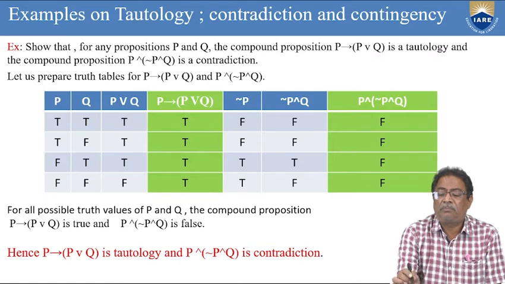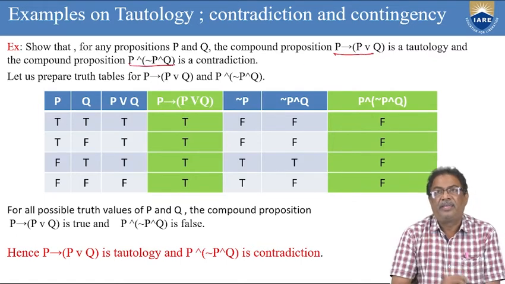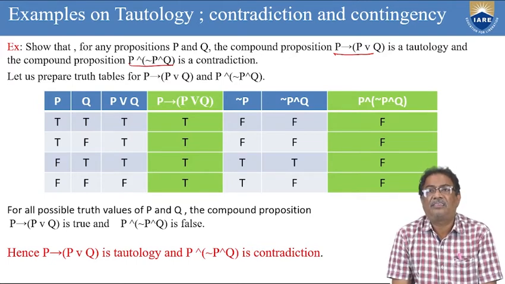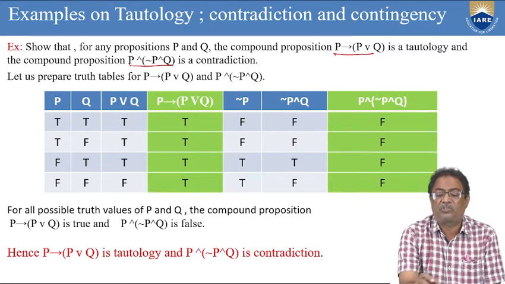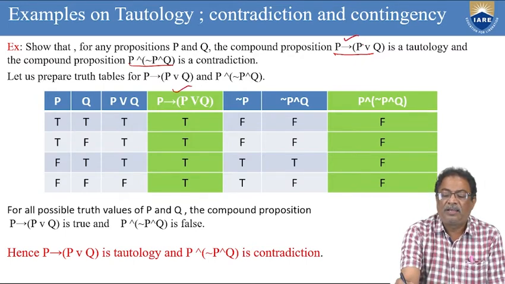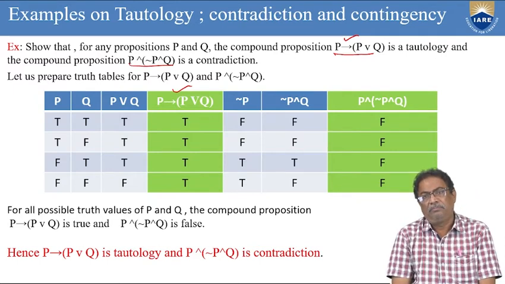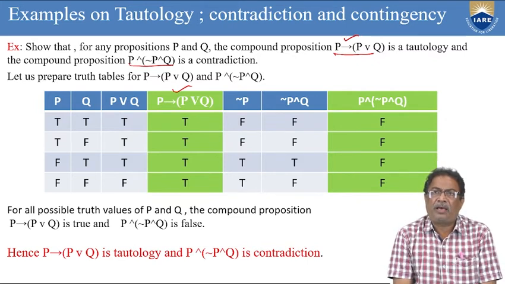Some compound propositions are given, and we are going to verify whether each is a tautology or a contradiction. Here, observe this. I am representing two compound propositions in one table. This is one, and the next one is this, mentioned in the same table.